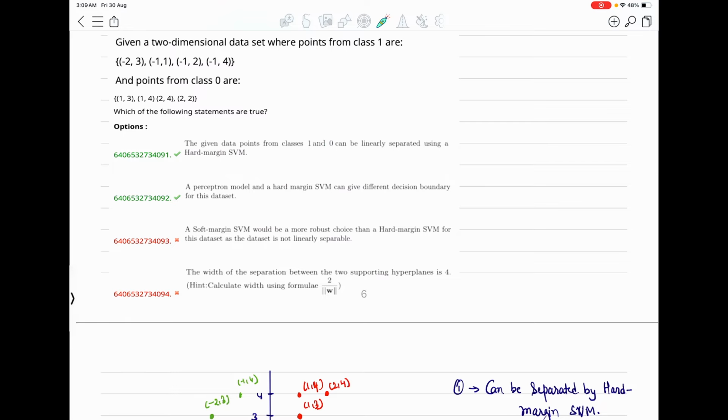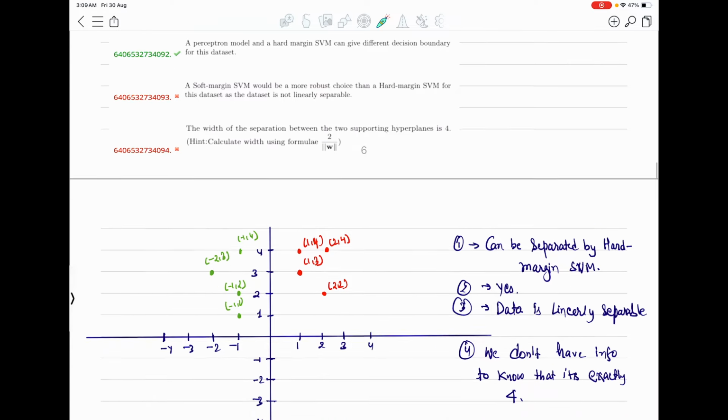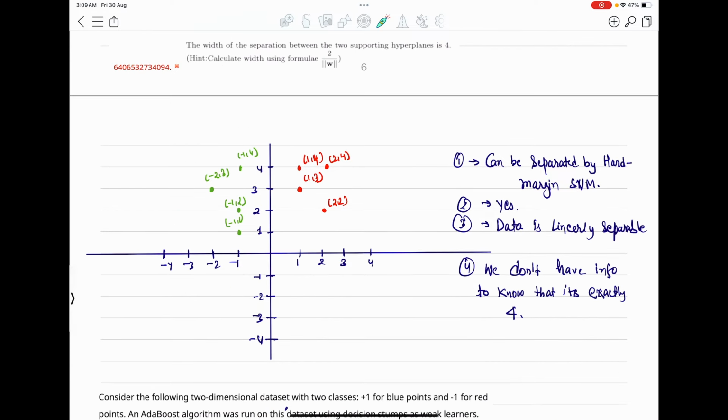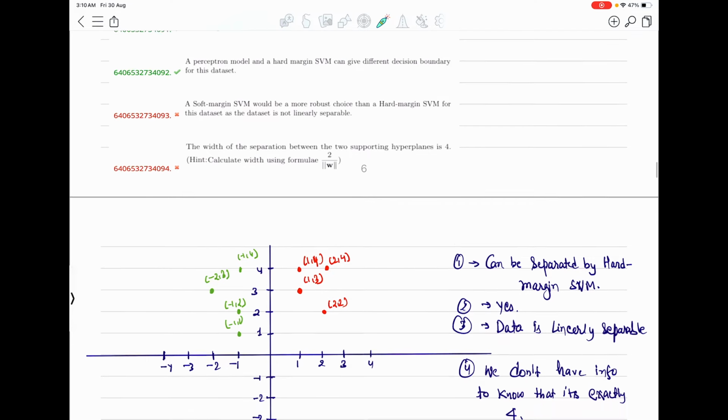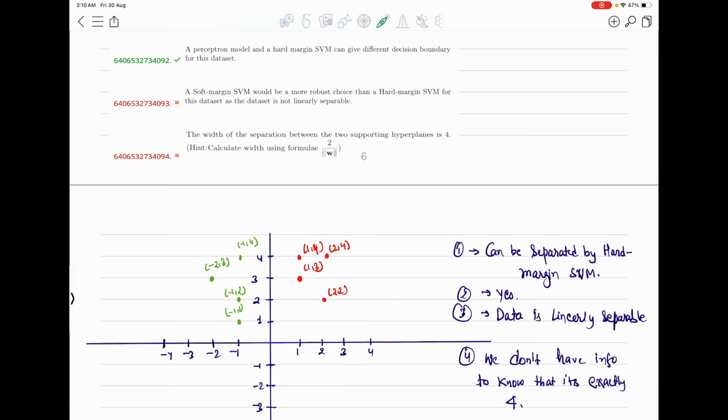The second option is that a perceptron model and the hard margin SVM will give different decision boundaries. Of course, because in perceptron models there can be many W. Similarly, in SVM, it will give the highest margin decision boundary. So yes, both will give different decision boundaries. Third, a soft margin SVM would be more robust than a hard margin. So no, as the dataset is linearly separable, a hard margin can give zero errors.